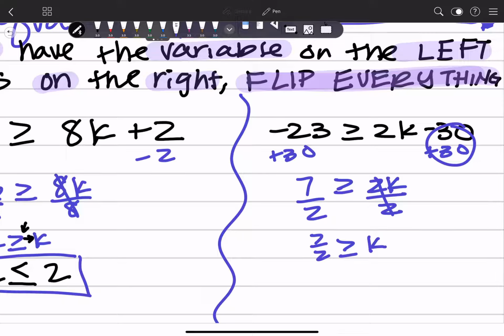Well, we don't want our variable on the right-hand side, so we have to flip all of it. And in this case, it just ended up working out that I was using greater than or equal to in both. It's going to flip. Because it's pointing at the k, it's going to continue pointing at the k and make it 7 over 2. And this right here would be your final answer.